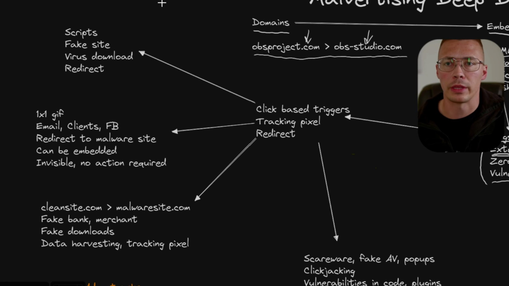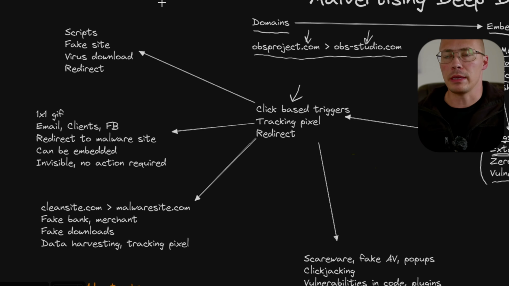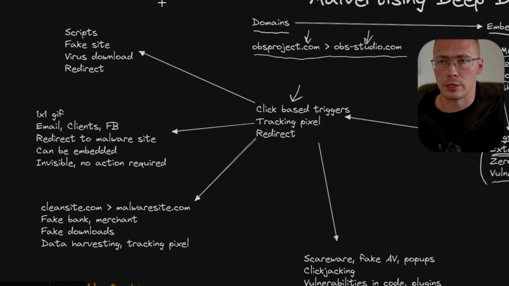So now that we've covered that, let's cover the 3 common methods that are used by malvertising. The first one is click-based triggers. Now with these, typically what you'll see is scripts of some sort. Typically using malicious scripting, taking advantage of things like Java or HTML5, you could end up getting redirected over to fake websites.